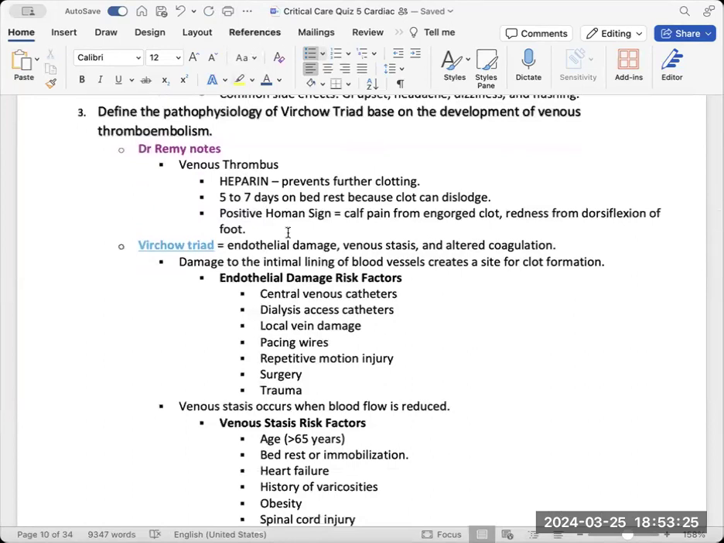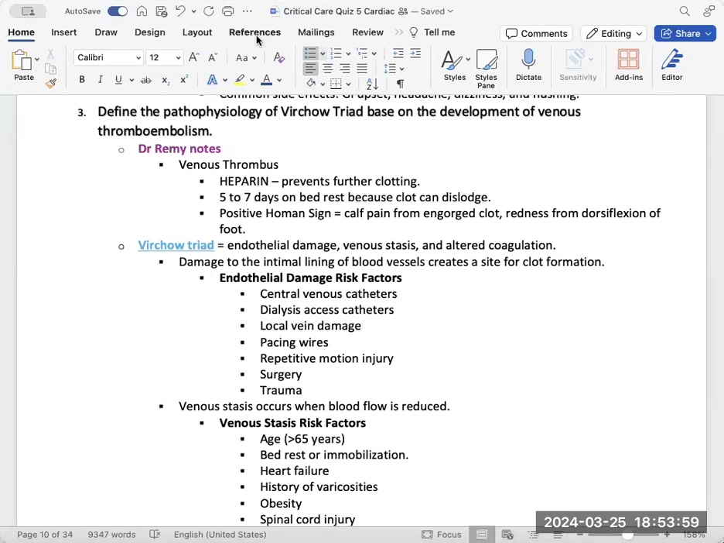Now for pathophysiology, it says define the pathophysiology of Virchow's triad on the development of venous thromboembolism. I don't know how to say it. So for venous thromboembolism, something we could do that Dr. Remy mentioned was give them heparin, right, to prevent clotting, because venous thromboembolism means a clot in the veins. If they have it, we want them on bed rest for 5 to 7 days, because we don't want the clot to dislodge and go to the lungs, which will lead to a pulmonary embolism.